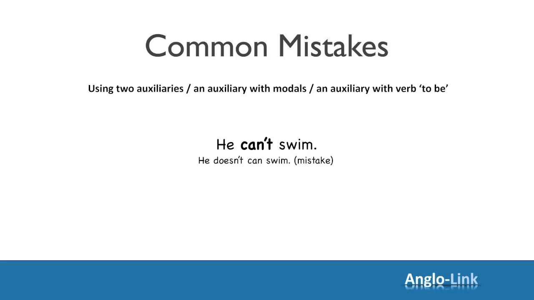Let's look at an example with the verb to be. I didn't be able to call. Once again, adding not to the verb to be is enough. No need for didn't. I wasn't able to call.